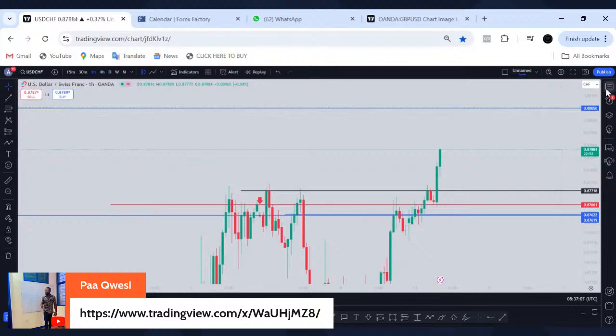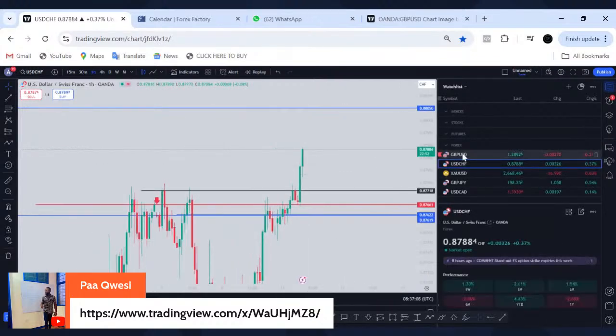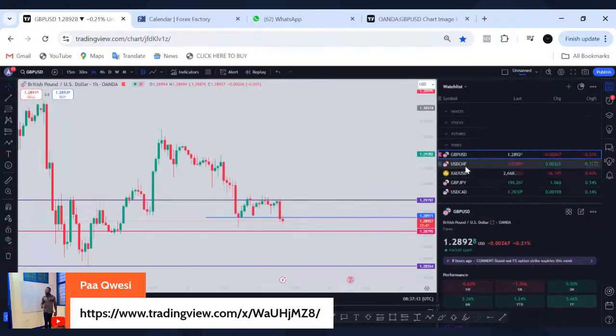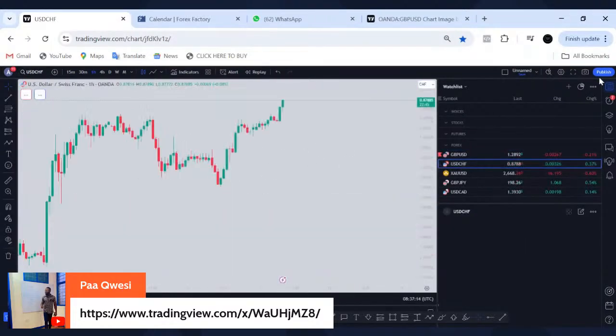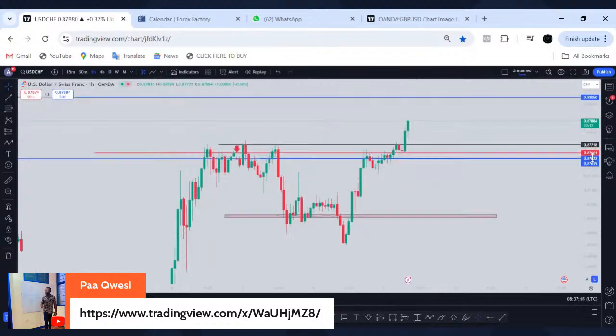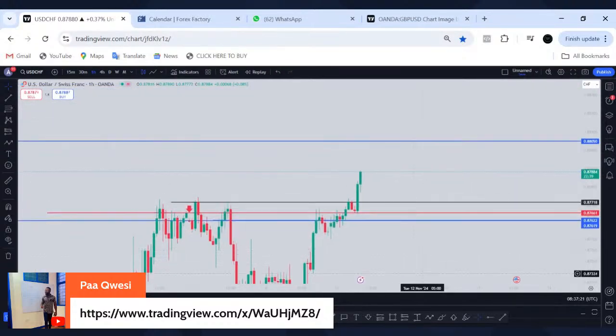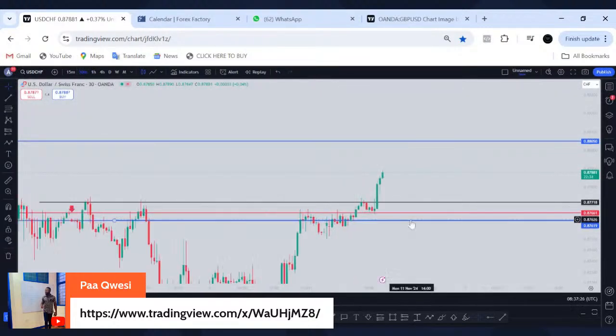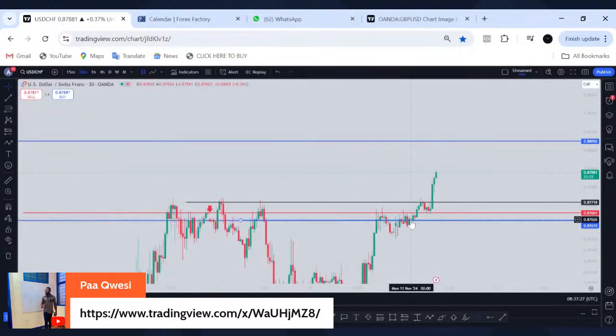Yeah, so we just missed all the moves. So now what I'll be waiting for is just a pullback. I would love to see a pullback, then I'll go in for a buy. You get it? That's what I would love to see.